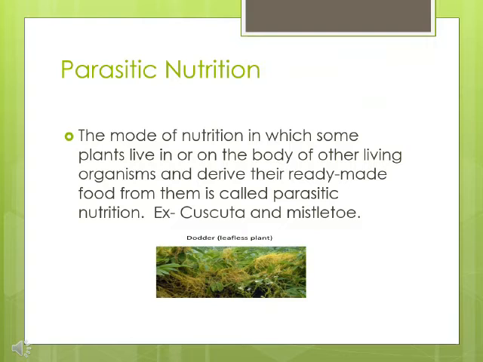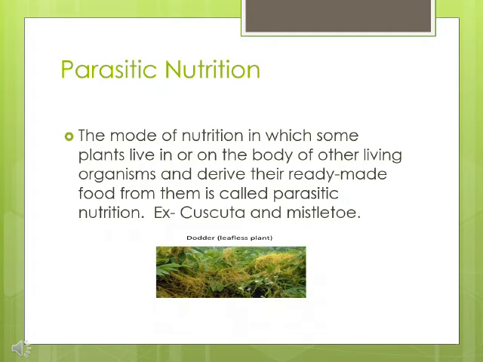Another kind of nutrition is parasitic nutrition. In this mode of nutrition, some plants live in or on the body of other living organisms and they derive their ready-made food from them. Examples: Cuscuta and Mistletoe. The plant Cuscuta, which obtains the ready-made food, is called a parasite, and the organism from whose body the food is obtained is called the host.